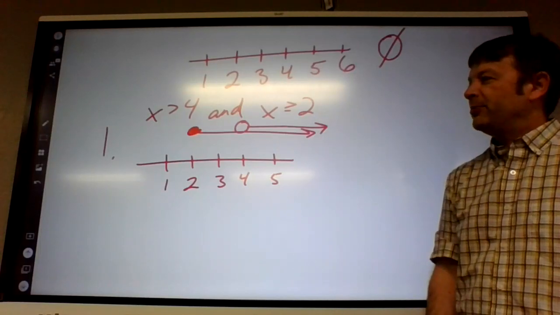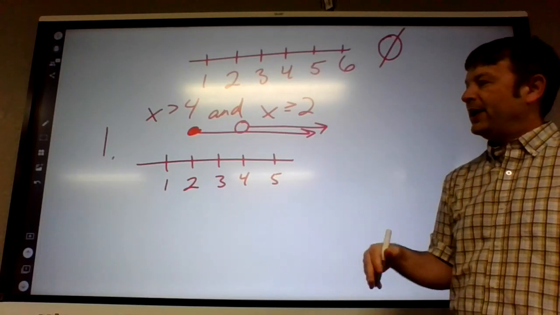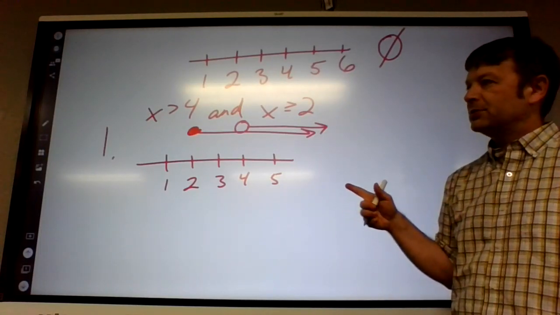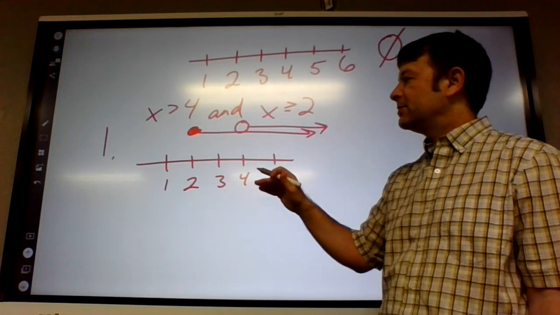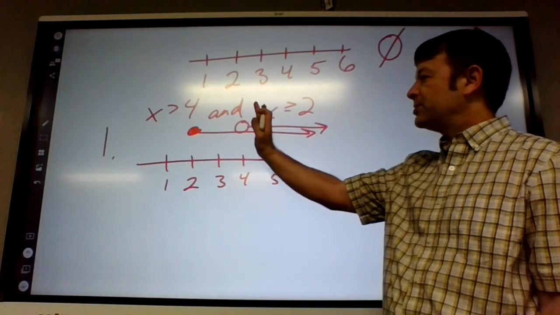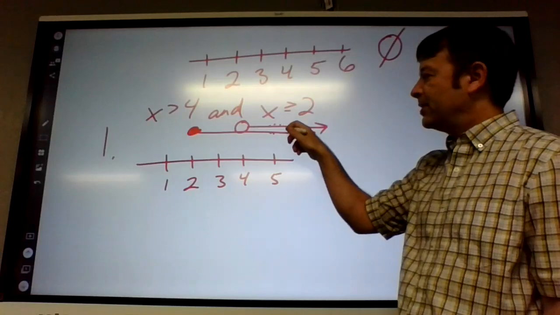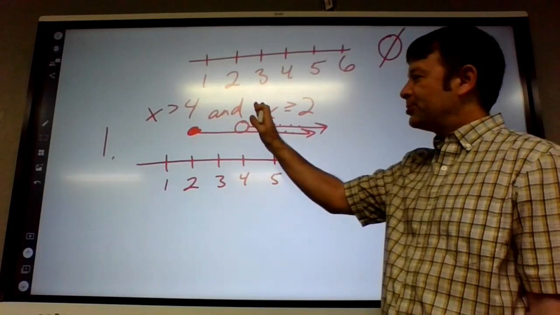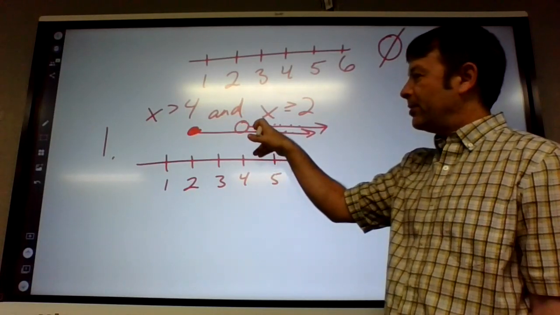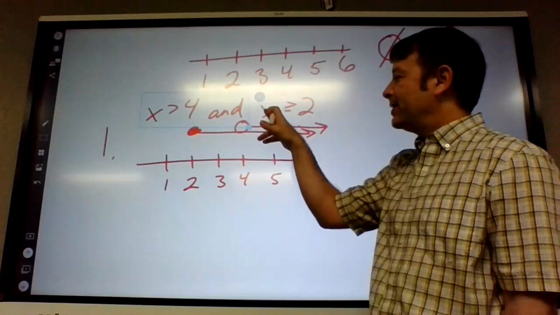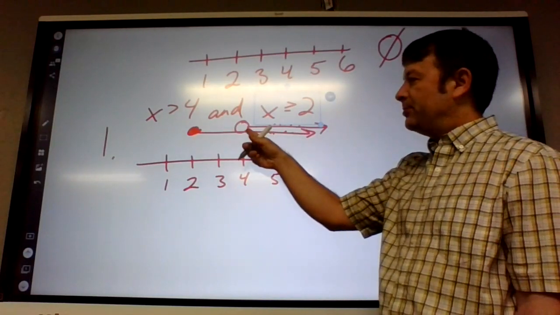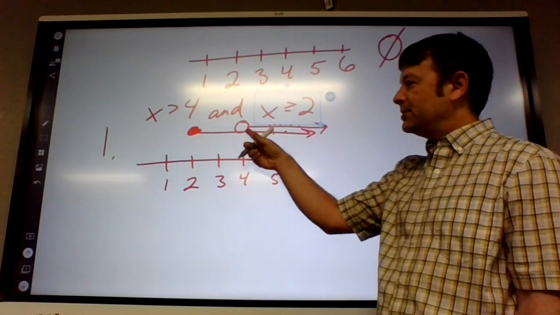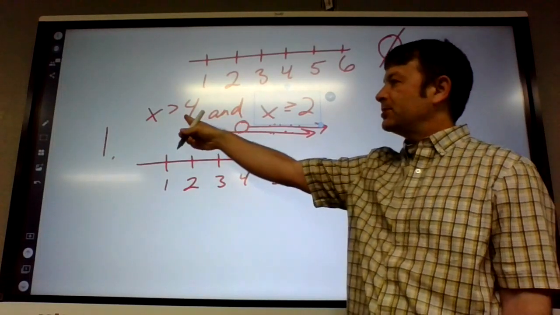Okay, what numbers are greater than 4 and greater than or equal to 2? Anything to the right of 4. This is where they are both, see how they're both here? It's got to be this one and that one. So what numbers apply to this one and that one? All the numbers beyond 4. 4 is going to be an open circle because it's not included in this one.